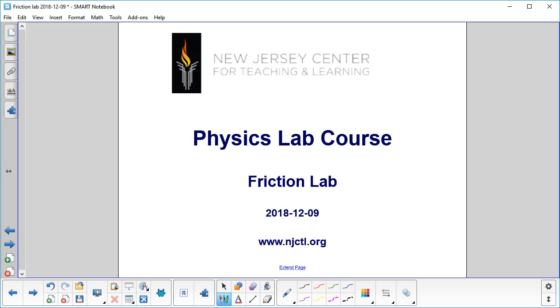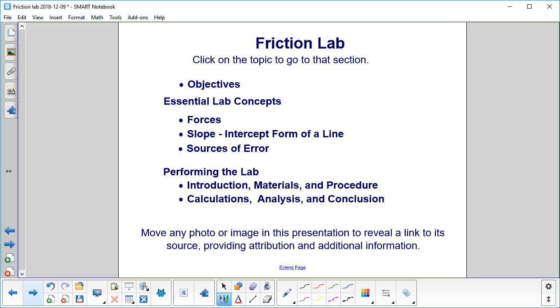Physics Lab Course, Friction Lab. We'll start with the objectives of the lab, then talk about some essential concepts you need to work the lab properly. We'll talk about forces, the slope-intercept form of a line, and sources of error. Then there'll be instructions on how to perform the lab, and then how to do the calculations and analysis.